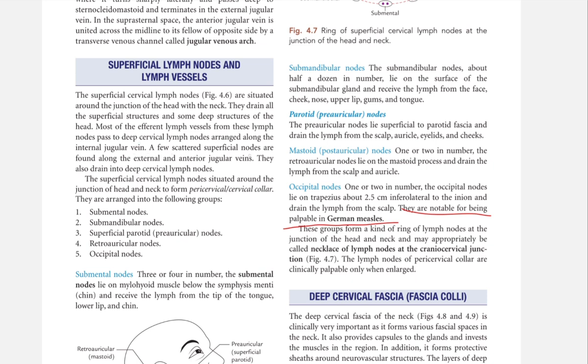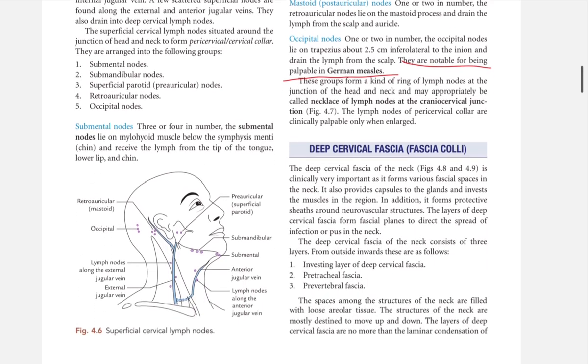jugular vein. A few scattered superficial nodes are found along the external and anterior jugular vein. They also drain into deep cervical lymph nodes. The superficial cervical lymph nodes situated around the junction of head and neck form a pericervical or cervical collar. They are arranged into the following groups: submental nodes, submandibular nodes, superficial parotid nodes, retroauricular nodes, occipital nodes.